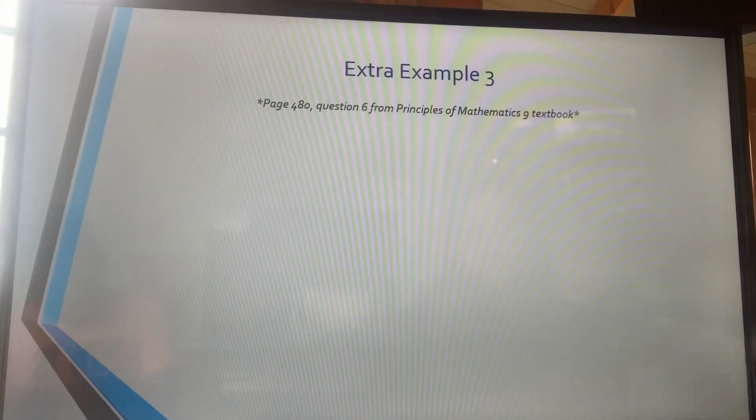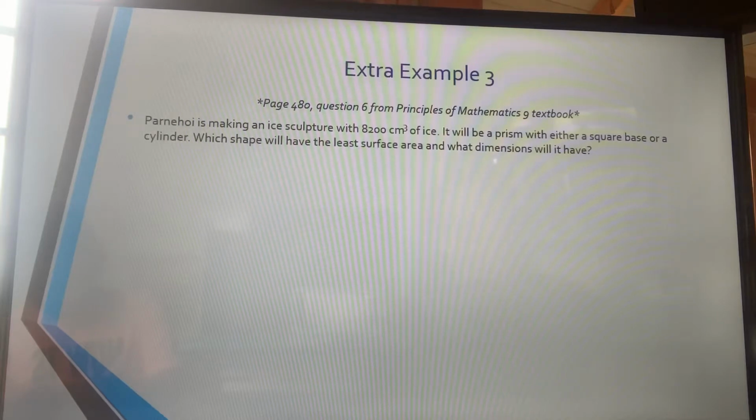This next example is from the textbook. Parenhoy is making an ice sculpture with 8,200 centimeters cubed of ice. It will be a prism with either a square base or a cylinder. What shape will have the least surface area and what dimensions will it have?